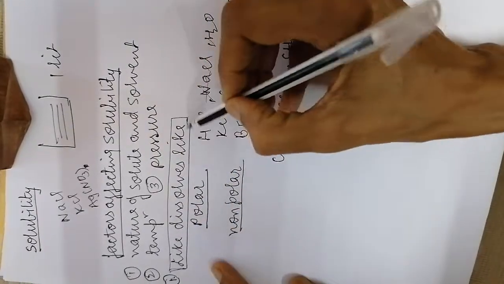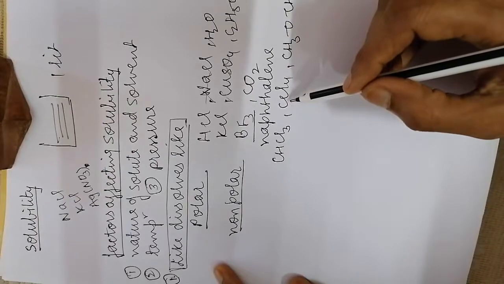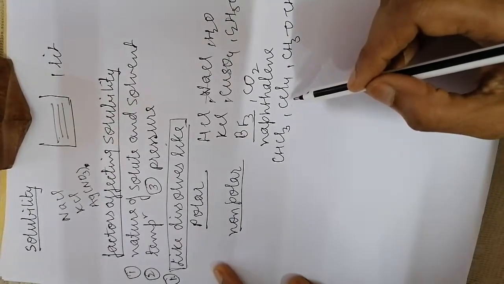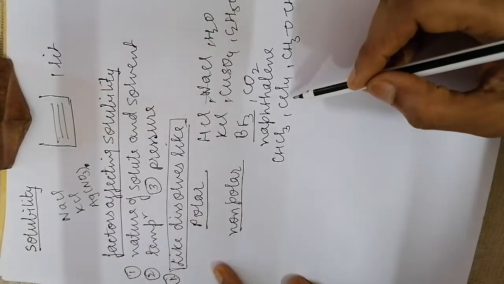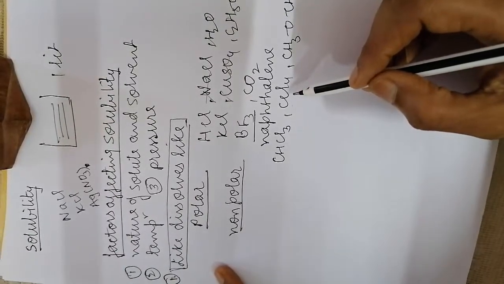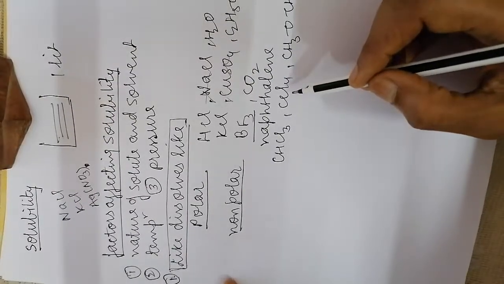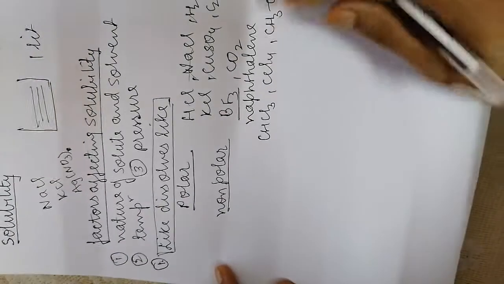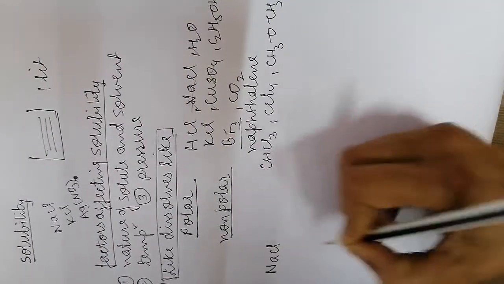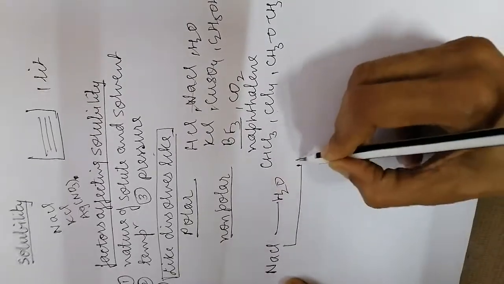It is like dissolves like. What do you mean by like dissolves like? Polar solutes are soluble in polar solvents. Non-polar solutes are soluble in non-polar solvents. For example, suppose we have NaCl. Then NaCl will be soluble in water, but it will be insoluble in benzene.